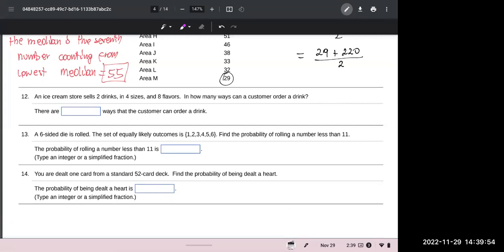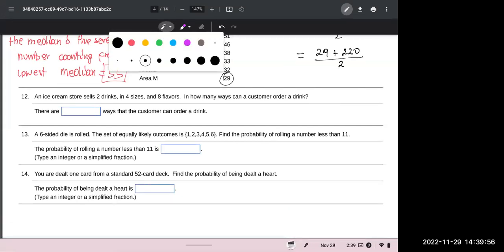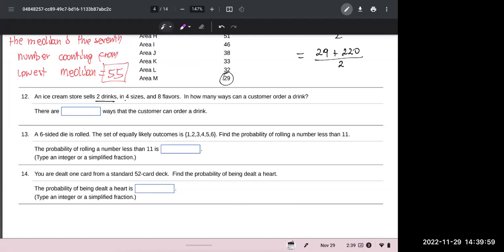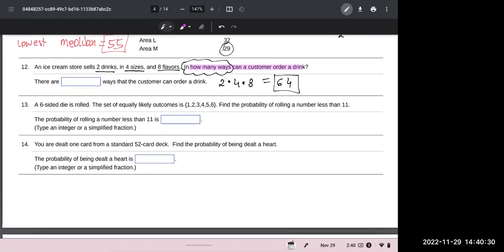Okay, so question 12. Ice cream store sells 2 drinks, 4 sizes, 8 flavors. And question, in how many ways can customer order drink? The question in how many ways means that you're going to multiply the choices together. So what we need to do, we need to multiply 2 times 4 times 8, and that's going to be our solution. So 64 is the answer. So all the time the questions and how many ways you can do something, you multiply the choices together.